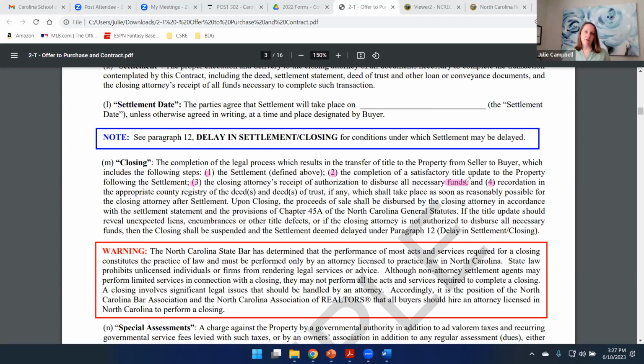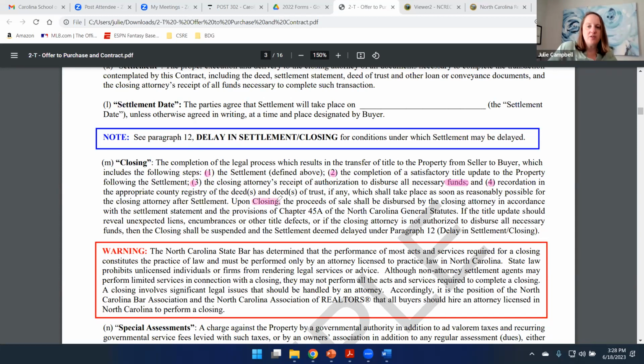Understanding though, we're e-recording these deeds. So here we go with the what ifs. What if the power goes out? What if the internet goes down? There may be a case where we just can't record the deed because we can't get it down there by 5 p.m. The internet won't come back on before 5 p.m. So again, it's going to take place as soon as reasonably possible for the closing attorney.